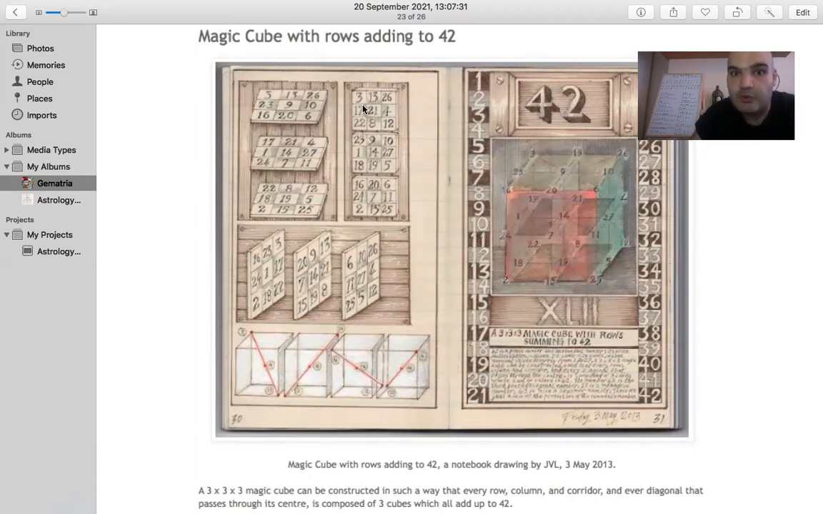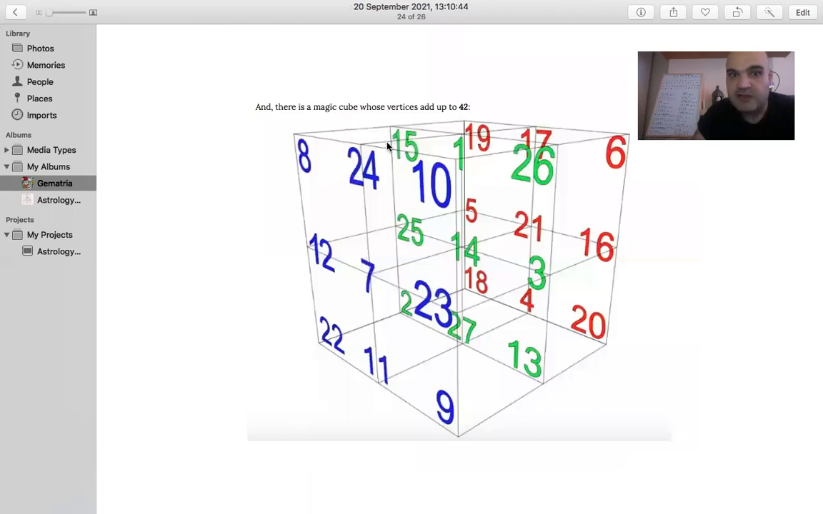For example, if you add 26 plus 13 plus 3, it will equal 42. If you add 26 plus 4 plus 12, it will equal 42. And any which way you go, these numbers will add up to the number 42, which is the digital root of 6, which is the cube. And obviously this also relates to the Rubik's Cube. Here's another example of the cube: if you add 22, 11, and 9, it equals 42.